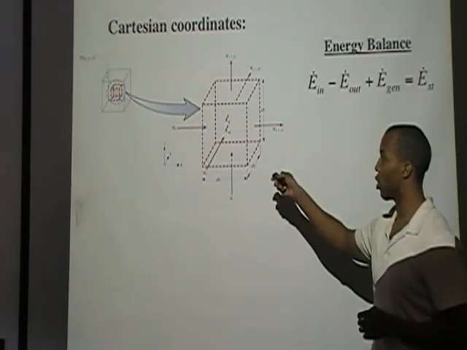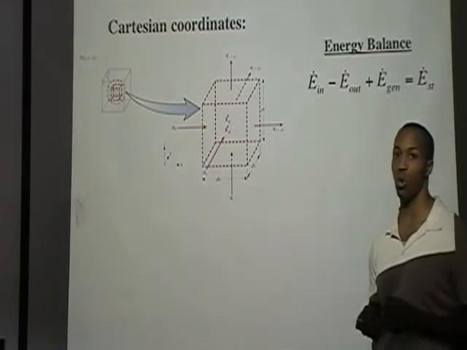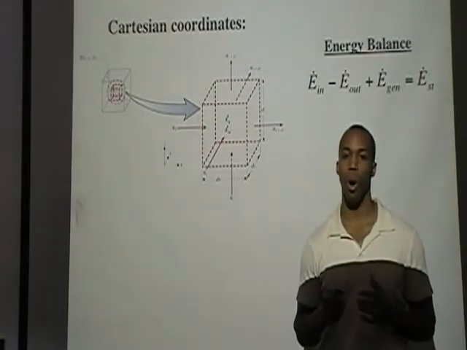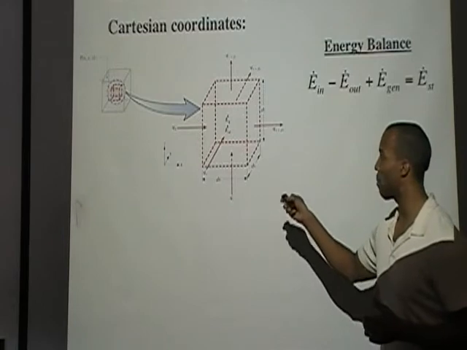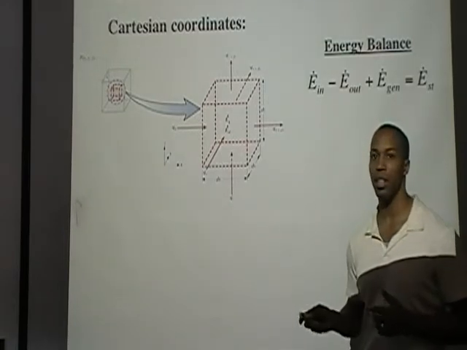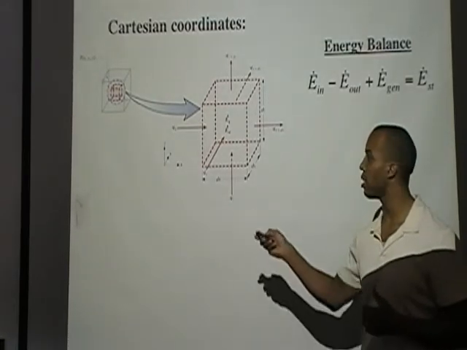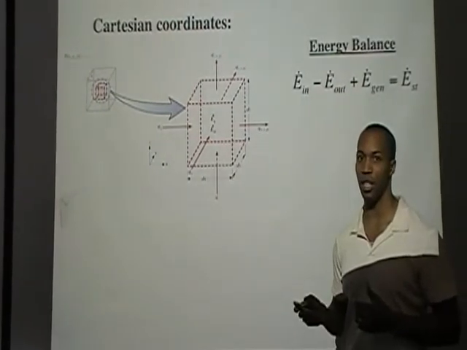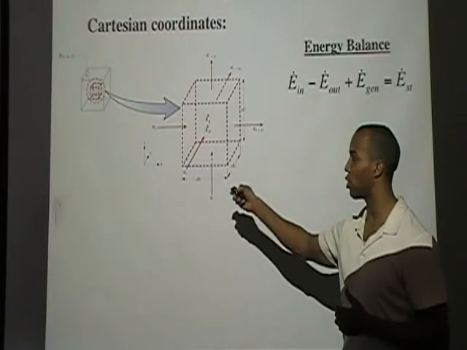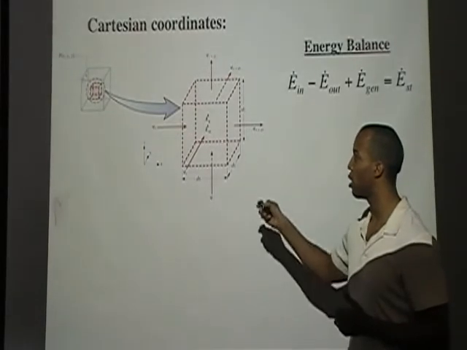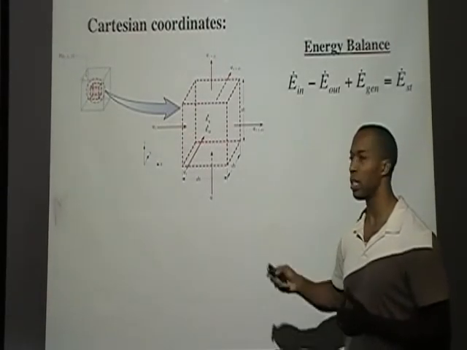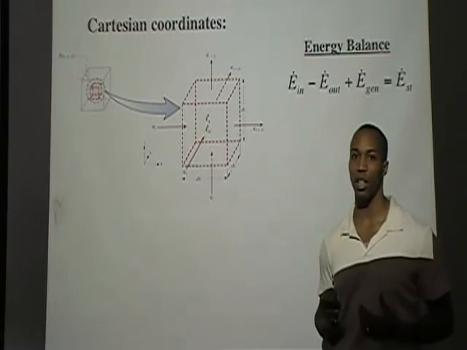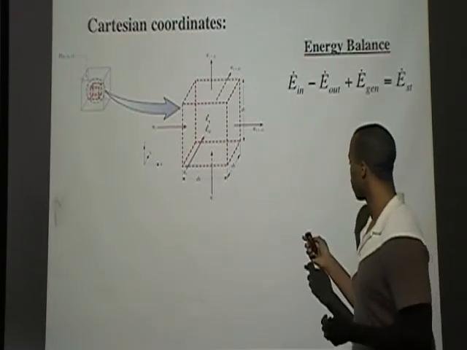Now we have our energy generated and our energy stored. These are volumetric quantities, so they happen over the entire volume. The energy in and the energy out happen on the surfaces. So we basically have surface energy balances describing the energy going in and the energy coming out, but it's a volumetric process of storing energy or generating energy.